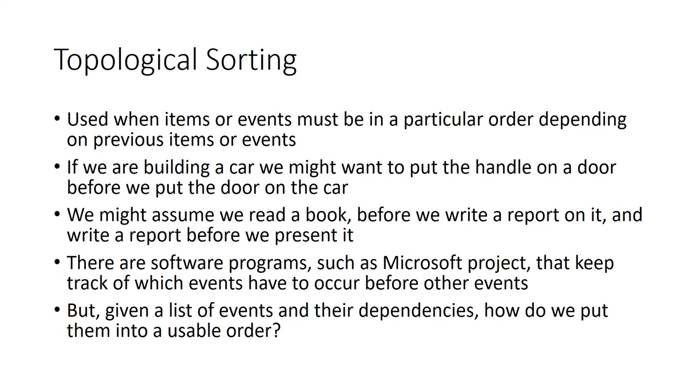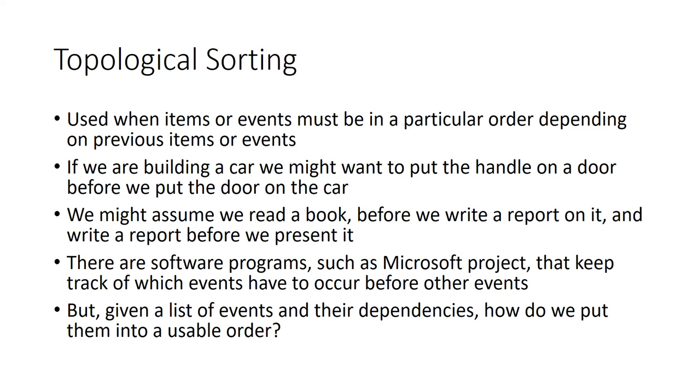So topological sorting. This is used when items or events must be in a particular order depending on previous items or events. Lots of examples. If we're building a car, we might want to put the handle on a door before we put the door on the car. Cars have thousands of parts, so while there are a number of different orders that will work, there are some orders that are definitely best to avoid, and we can plan for that. We might assume that we read a book before we write a report on it and write a report before we present it, although I know some of you have done those in different orders. But that's what we typically assume.